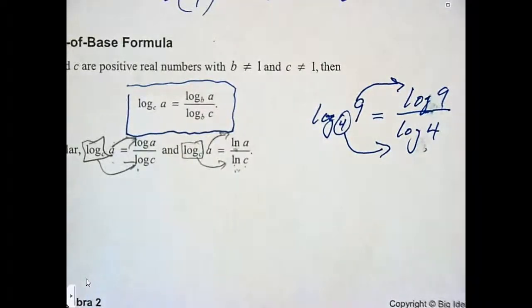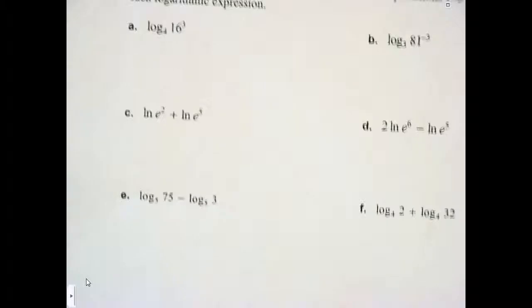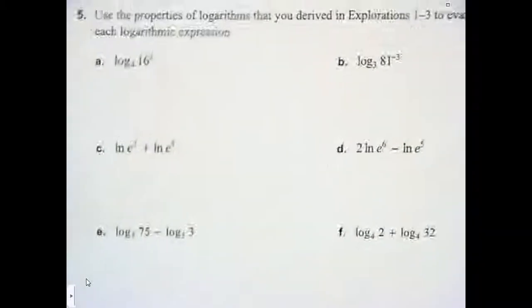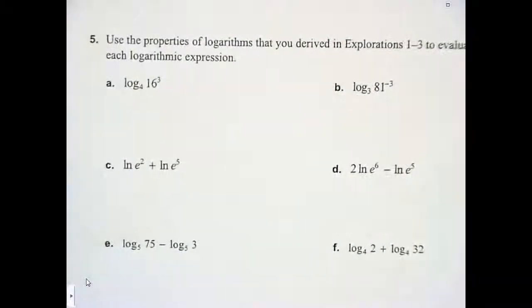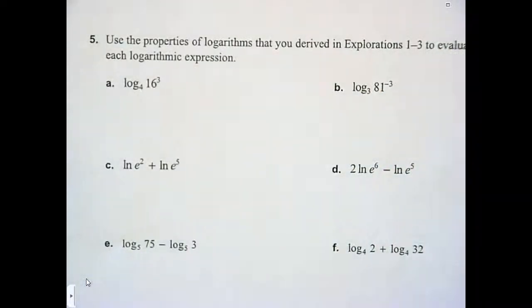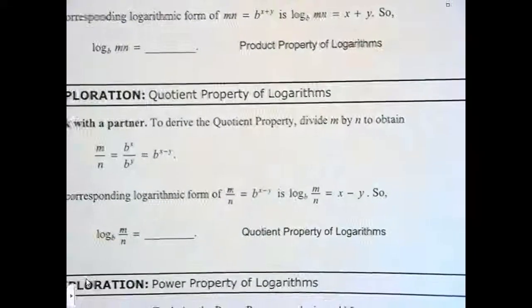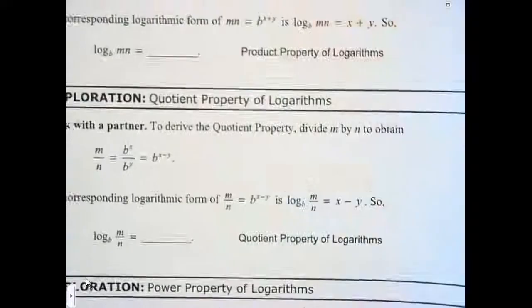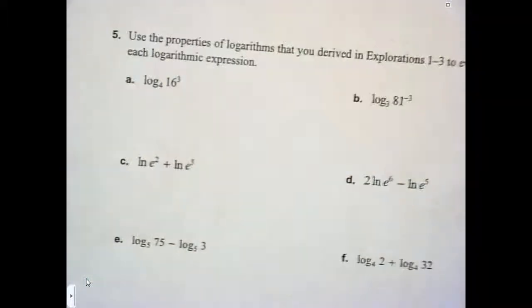All right. Let's try some of these then. We're going to work through the second part of the exploration. It's actually the third part, I guess. It's the bottom of page 175 of your student journal. So if you take a look at that, we're going to apply some of these properties now. Use the properties of logs that you derived in explorations 1 through 3 to evaluate each log. Now remember, if you want to go back to explorations 1 through 3, you can kind of do what we did, which is prove that they work. That's what they're trying to get you to do there. I just thought it was more confusing than we needed.